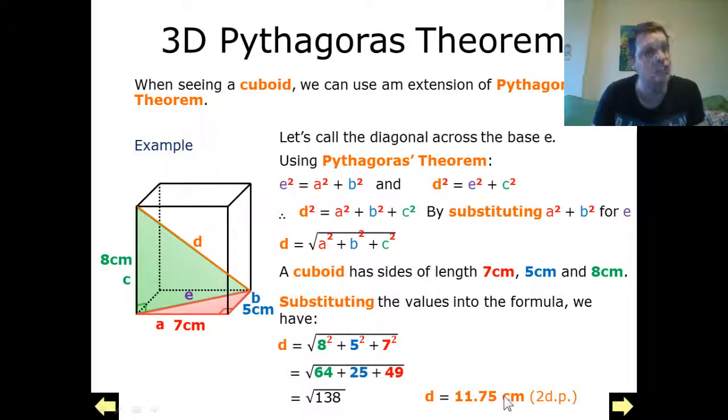This is the exact same answer as what we got previously by using Pythagoras twice, in which case we know that this works. So anytime that you see a cuboid, if you wanted a quicker way of doing this, and you've got the height, length and depth of this, you could use this formula to speed things up a bit more.